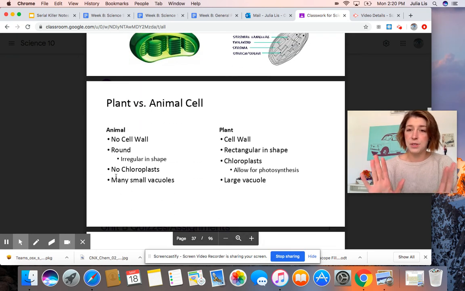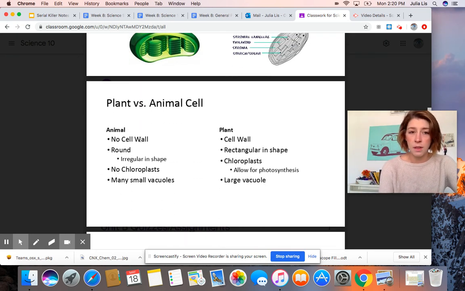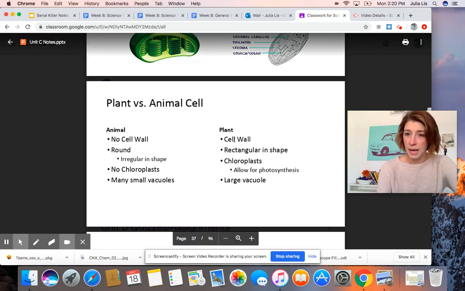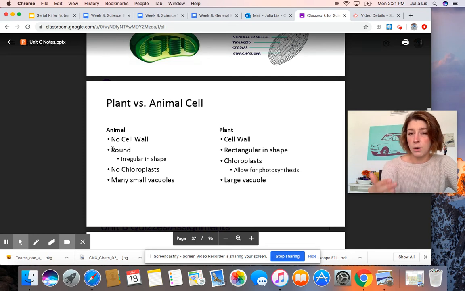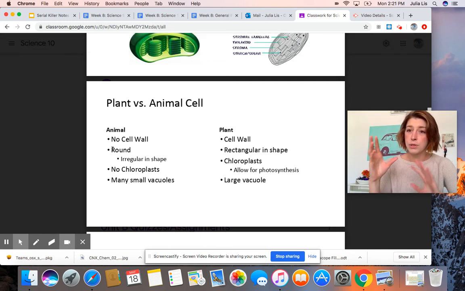This slide gives you a comparison because it jumped back and forth a little bit. Animal cells have no cell wall, but plants do, because plants have that cellulose wall in order to protect them from the environment. Animal cells, as you might have noticed in that first image, are round or irregular in shape, whereas plant cells are typically rectangular or square in shape. That's because of the cell wall, providing them a more rigid structure.